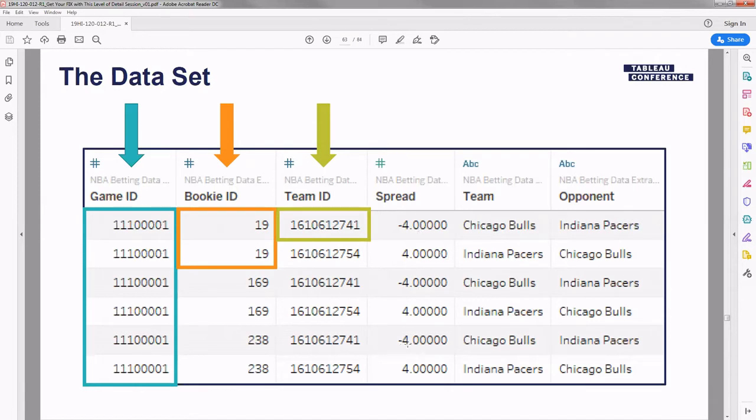So if it is negative for a particular team in a match, then people are expecting that team will win that match. If it is positive, then they think that team will lose in that particular match. Hope that is clear. So this is the data that we have. The granularity is that in each game we have different bookies who place their bets on different teams with different spreads, and we have the team and opponent.